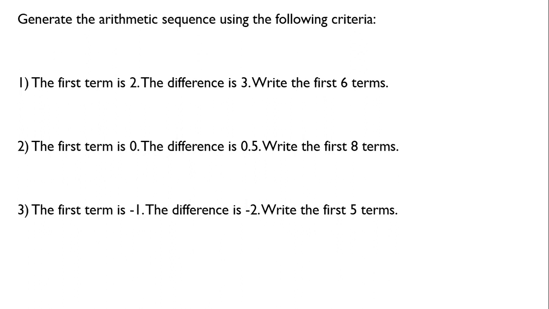Okay, so we are to generate some arithmetic sequences using the following criteria. So the first term is 2, the difference is 3, we need to write the first 6. So it says the first term is 2, the difference is 3. In other words, we're adding 3 each time. So 2, 5, 8, 11, 14, keep going, right? So 17, 20, I think that's our first 6. We just keep going like that.